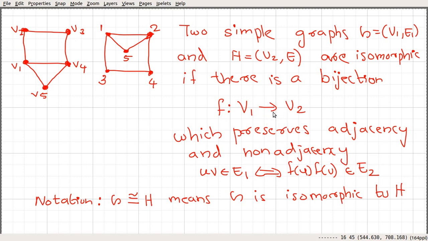So that's all for this video, and in the next video we will look into two or three examples of both isomorphic and non-isomorphic graphs.